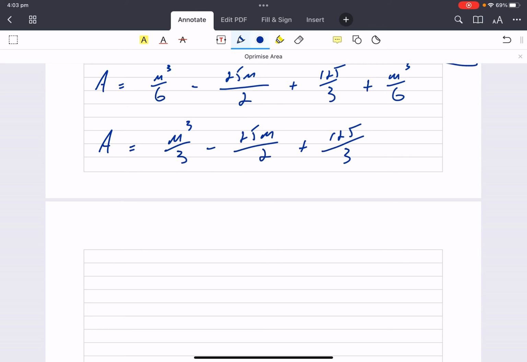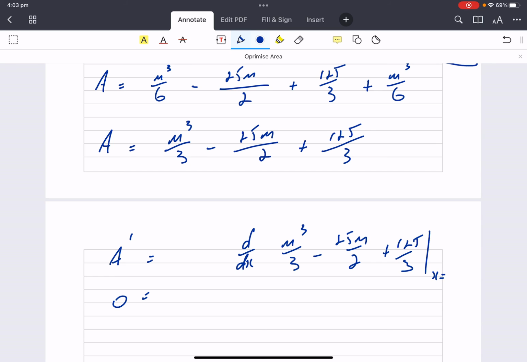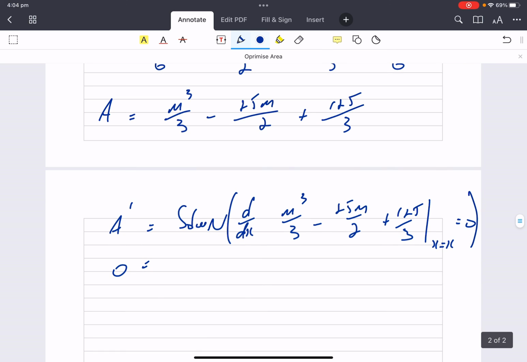So A dash, and set it equal to 0, so I guess we can just nsolve that, d dx. Set that equal to 0, and we will get m equals plus or minus 5 root 2 on 2.